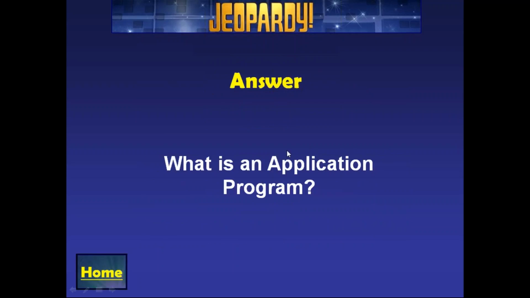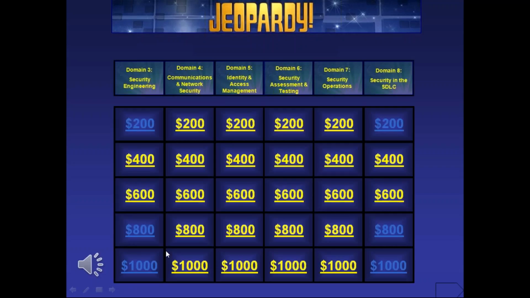What is an application program? Passive lines of instruction. In order for something to execute, you have to run a process. All right, Ron. Same domain for 600.